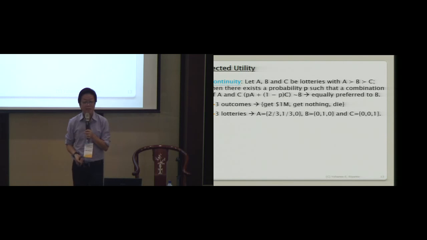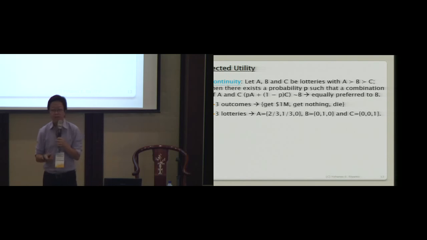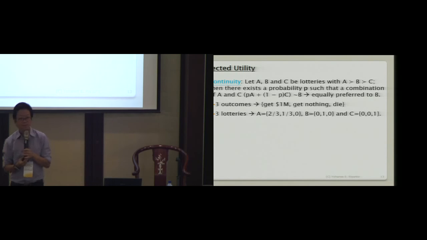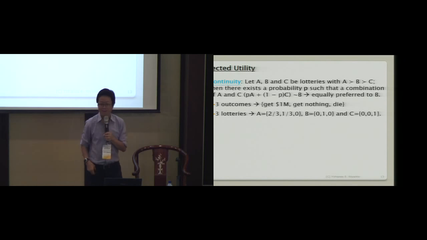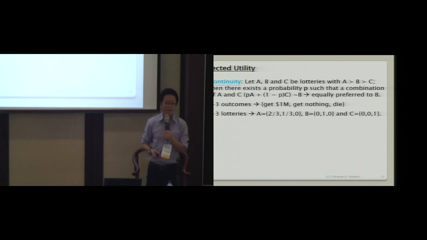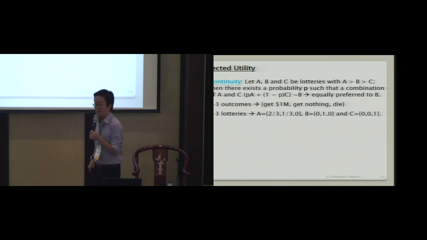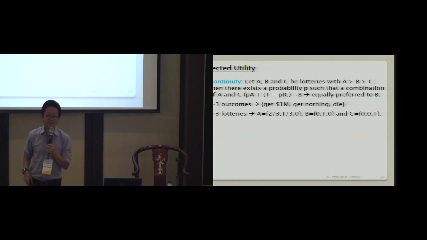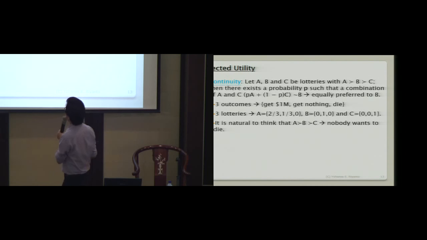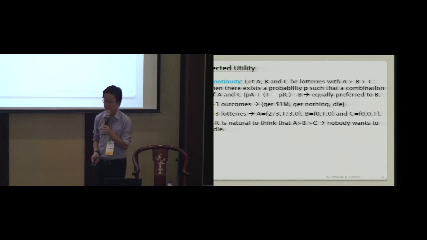Okay? So if I ask you to rank A, B, and C, which one would you prefer the most? Obviously A. I prefer to have some chance of getting $1 million and not dying. And that's better than getting nothing and not dying. And that's better than dying. Okay? So option A is preferred to B and B is preferred to C.